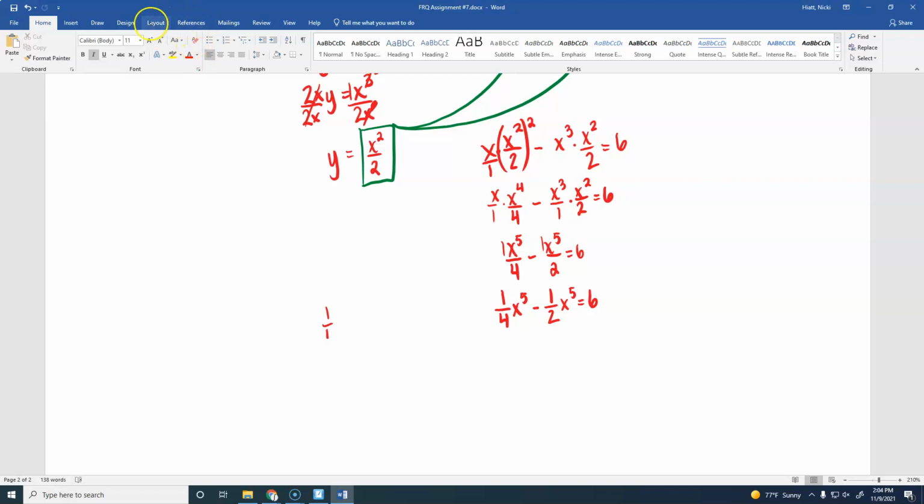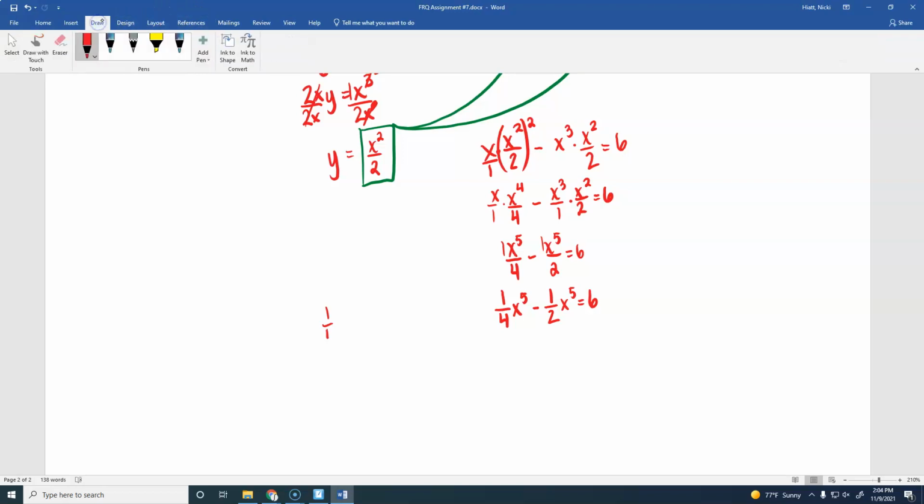So 1/4 minus 1/2. Common denominators, 1/4 minus 2/4 equals negative 1/4. You don't have to show that. Negative 1/4 x to the 5th equals 6. I'm just combining those two terms because they're both x to the 5th, so we can combine those.